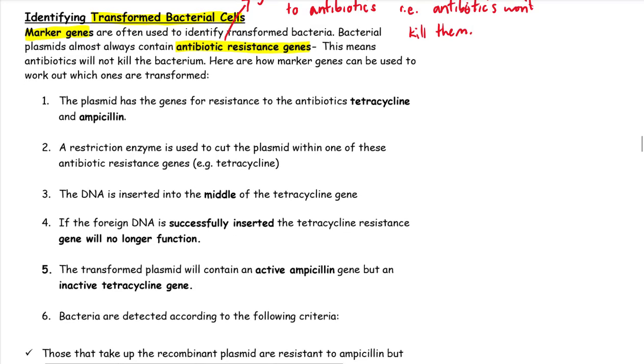So, if we select a plasmid at the start which has the genes for resistance to tetracycline and ampicillin, which are two types of antibiotics, we can use this to our advantage. What we'll do is use a restriction enzyme which will cut the plasmid within one of these antibiotic resistance genes. So for example, we'll cut the tetracycline gene. Next up, we insert the DNA into the middle of the tetracycline gene. Now let's show you what that would look like.